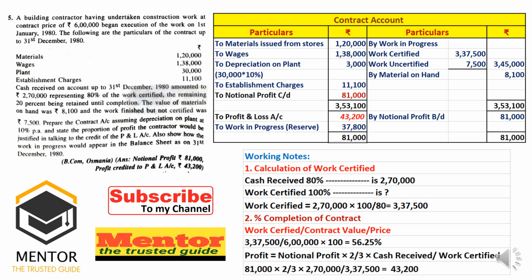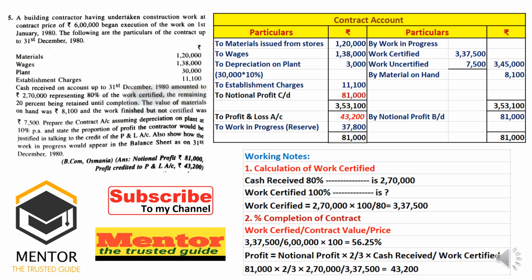But when you find the opening value of the plant as well as the closing value of the plant, there are 2 alternatives. You can write the difference between opening and closing as depreciation on the debit side of the contract account, or else you can write opening plant on the debit side and closing plant on the credit side. Ultimately, the difference will be adjusted as depreciation. In these 2 ways you can solve the problem. But in this question the depreciation percentage is directly given, that is 10%.